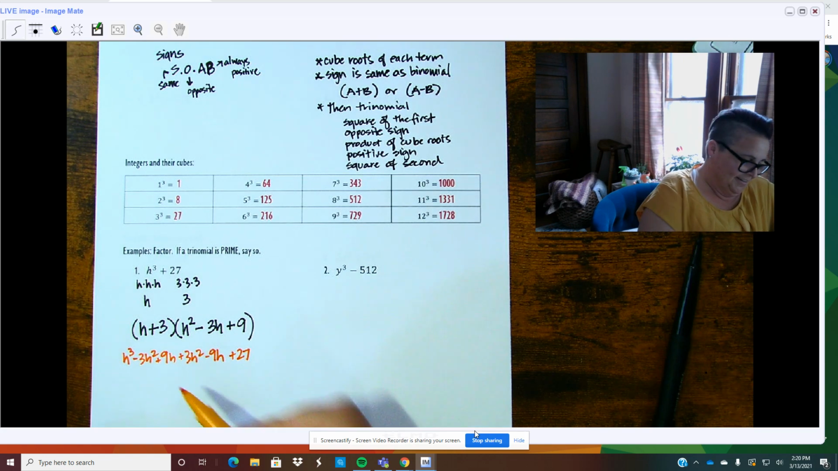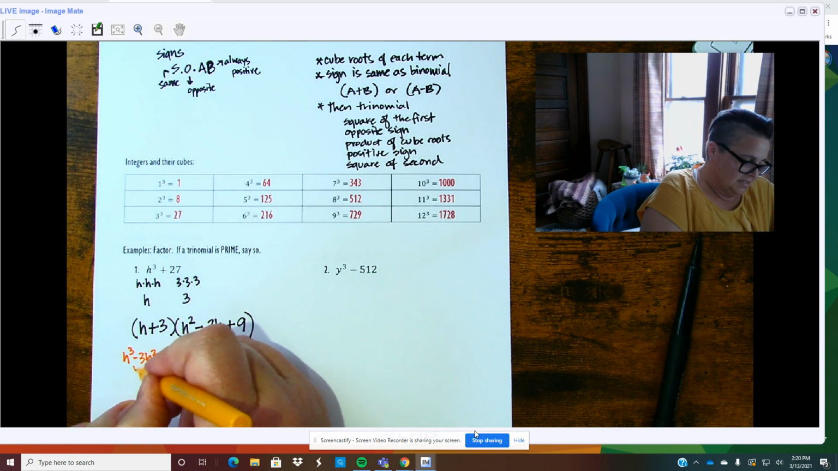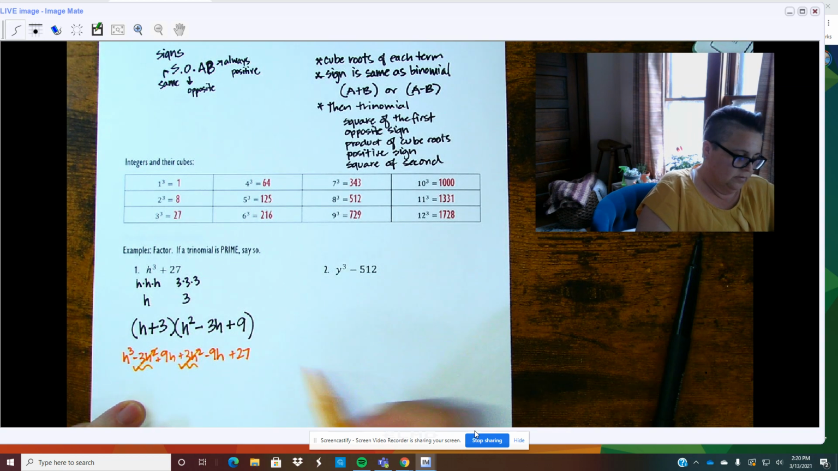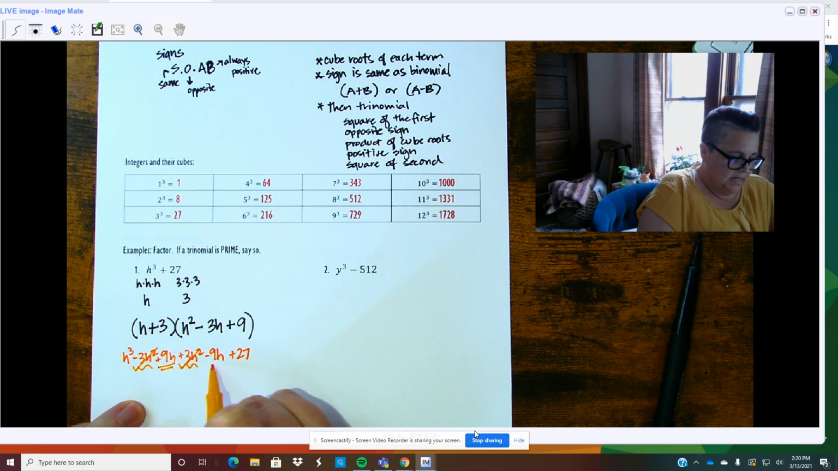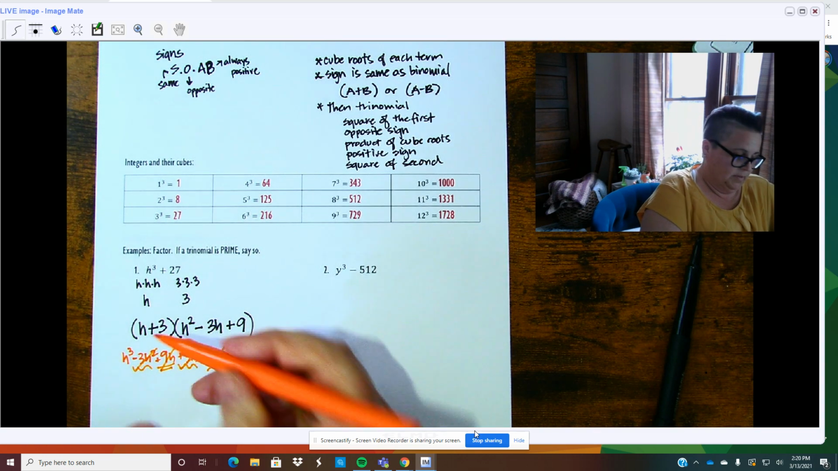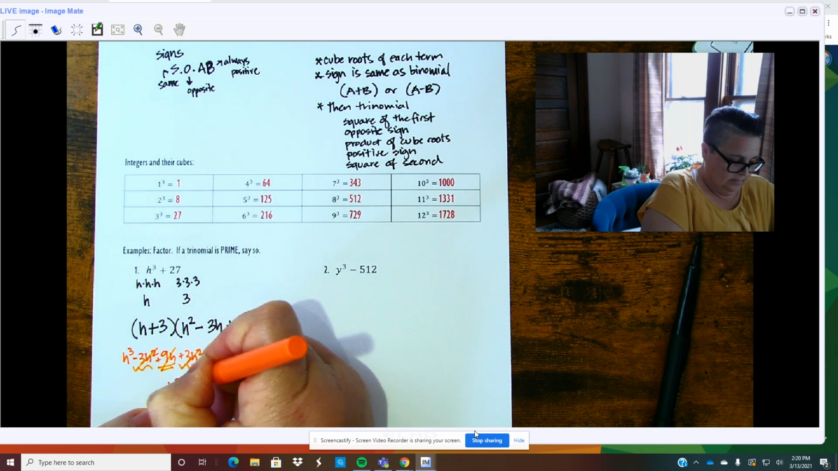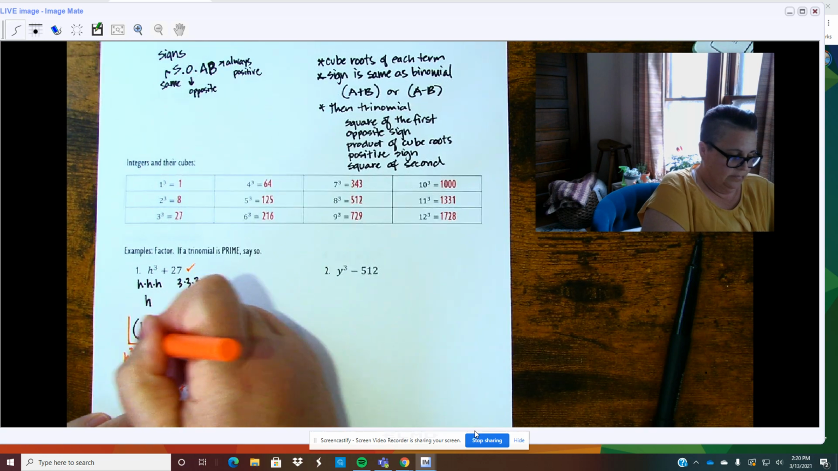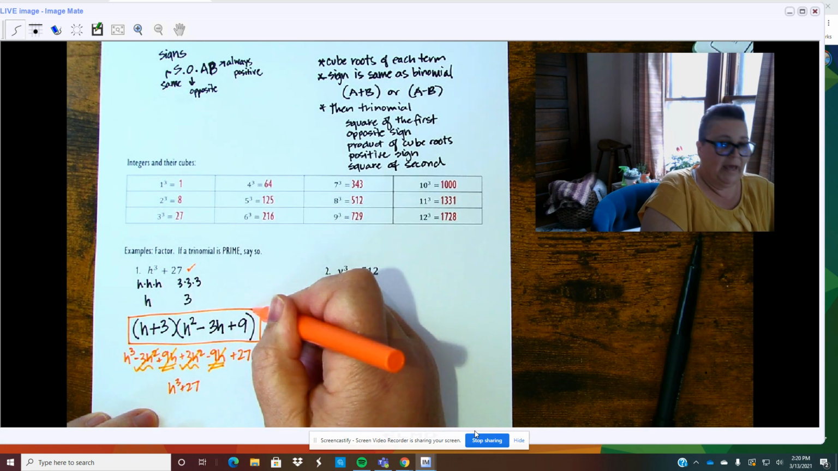So let's take a look. If I have an h cubed, that should stay. Negative 3h plus 3h. Yep, they cancel out. Then I've got a plus 9 minus a 9. Yep, they'll cancel out. And I'm left with just h cubed plus 27, which was indeed what I started with up there. So my factoring pattern worked.